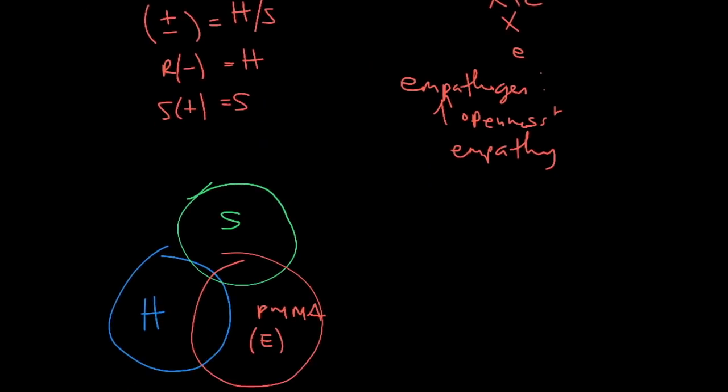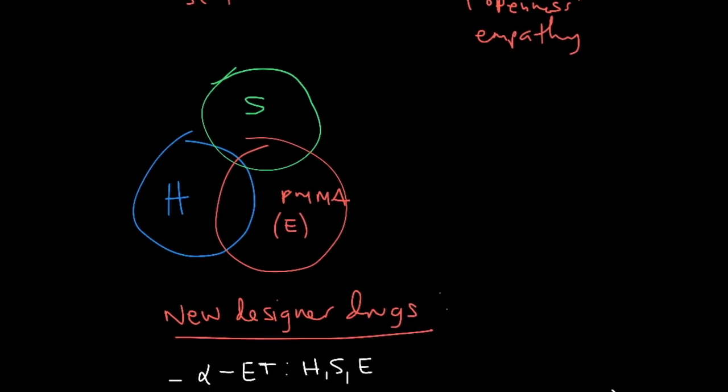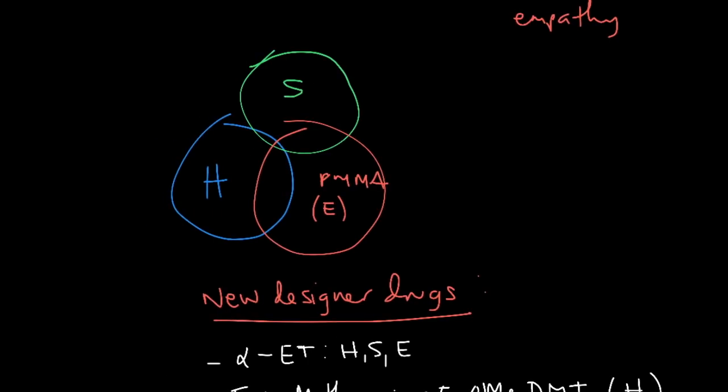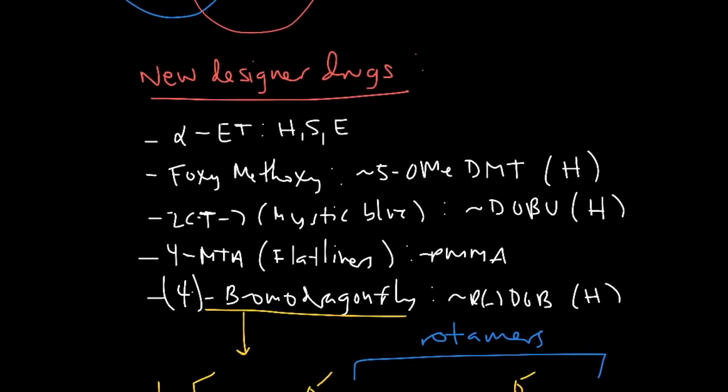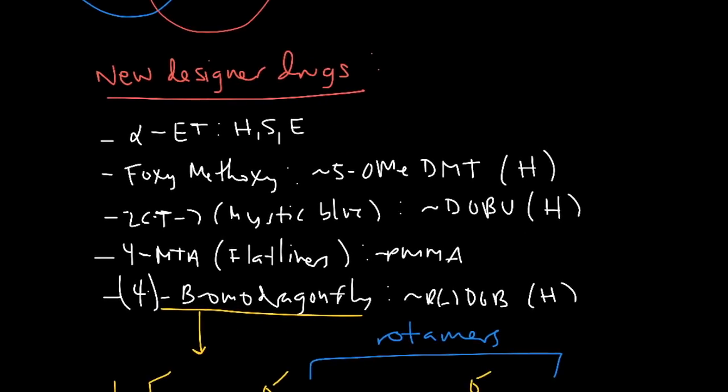Here's a Venn diagram showing how stimulants, hallucinogens, and PMMA, or empathogens, are related. It may not be black and white. They may overlap in some way. Some drugs may be stimulants and hallucinogens. Some drugs may be empathogens and stimulants. It depends on the drug. So here are the new designer drugs that Glennon talked about. Alpha ET is a hallucinogen, stimulant, and an empathogen.